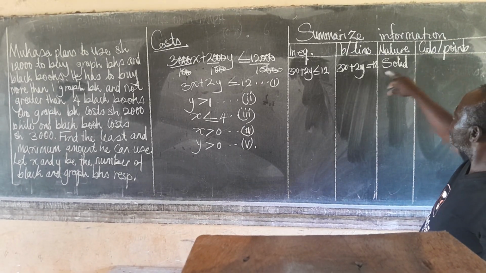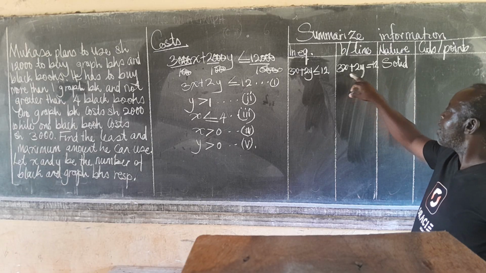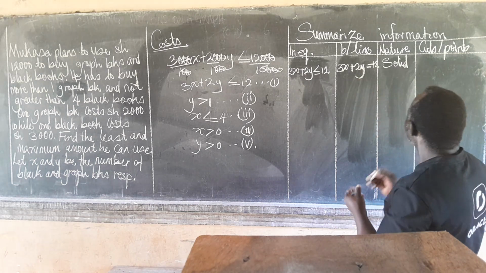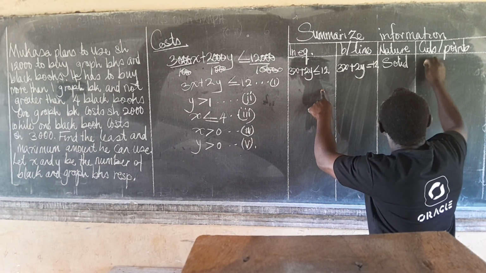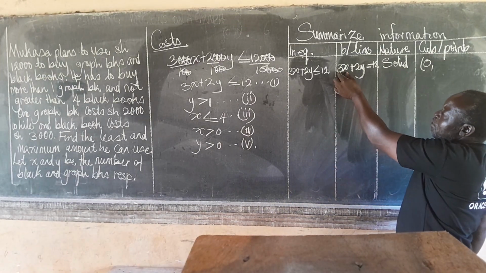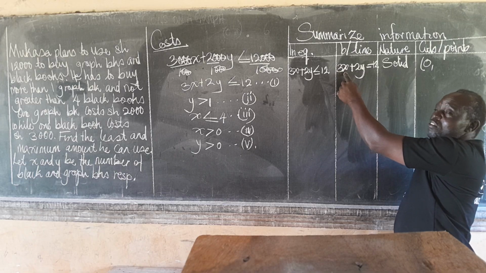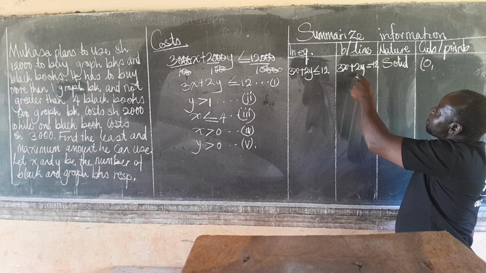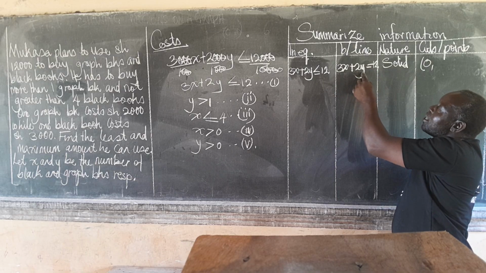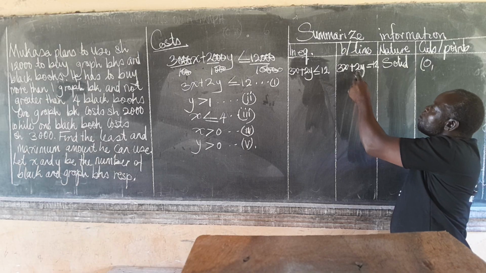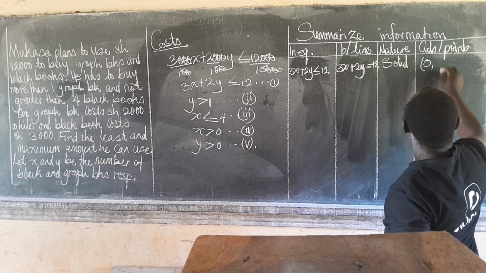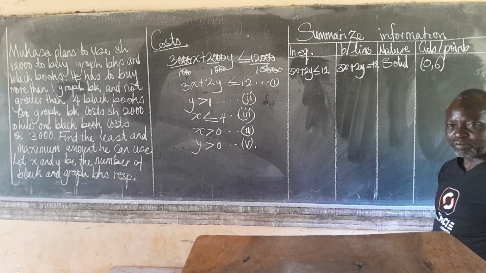Now, if it is solid, we have to look for the cuts. When you are looking for the cuts, what do we do? We use this one, 3x plus 2y equals 12. When x is 0, we put 0 here. Therefore, we shall have 3 times 0, that is 0, plus 2y equals 12. So 2y equals 12, which means our y is going to be 6. Therefore, the first cut is (0, 6).